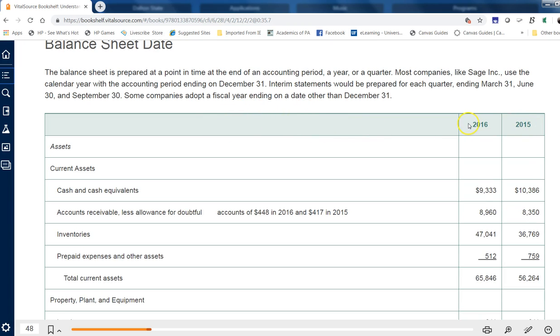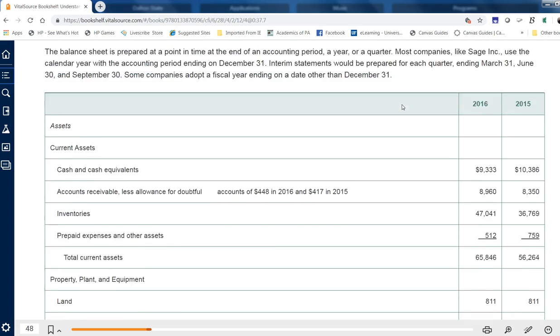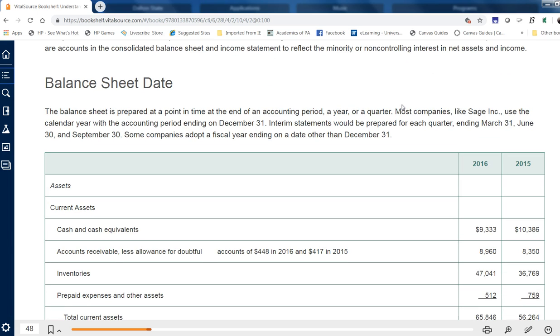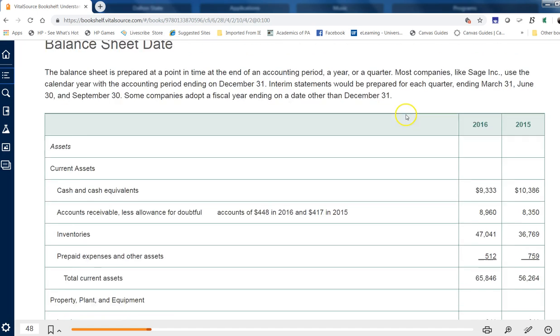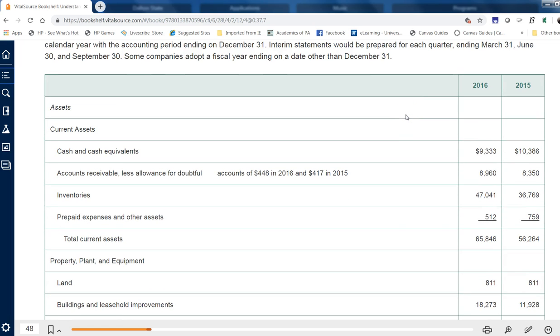So they've got 2015 and 2016 data, which is typical of the presentation of balance sheet data. The amounts in here are reported in thousands. So that means that you would have to add 3 additional zeros after this to come up with the correct number. And so when you're looking at under current assets and you see cash and cash equivalents, that would be 9,333,000, not 9,333. So you just need to remember that when you are using this kind of data.